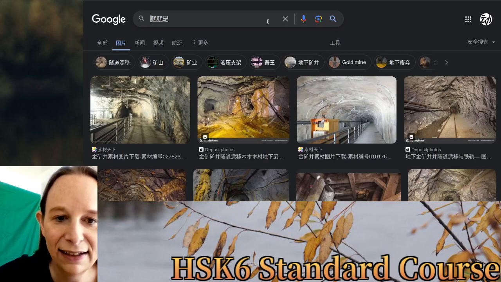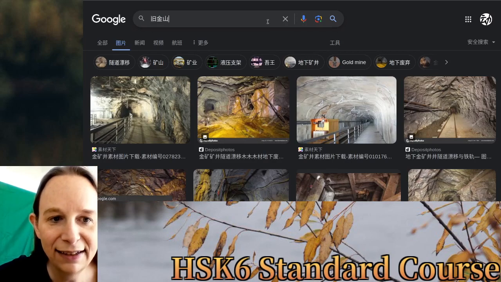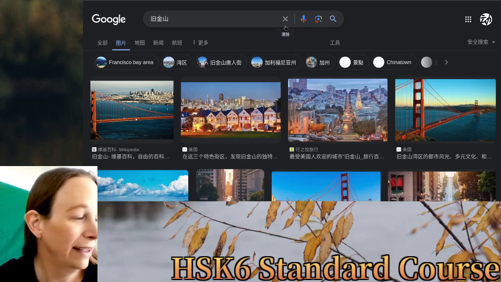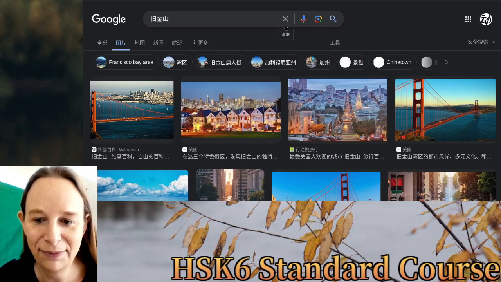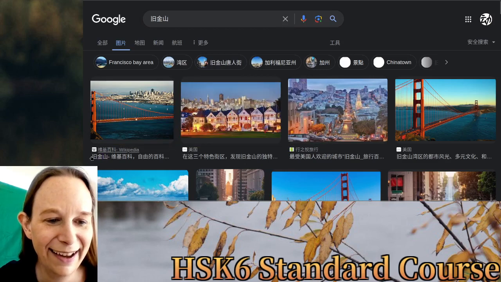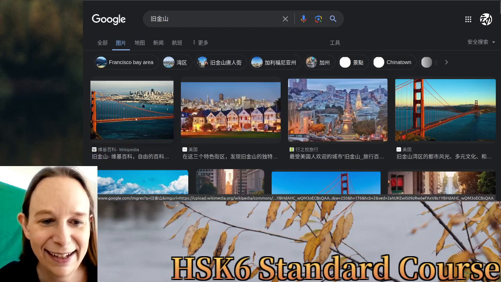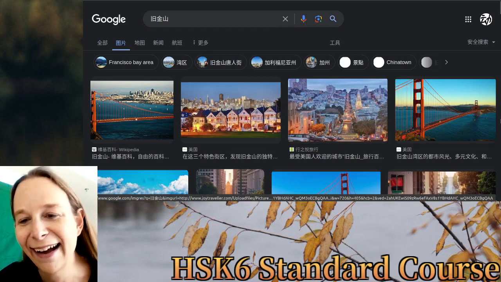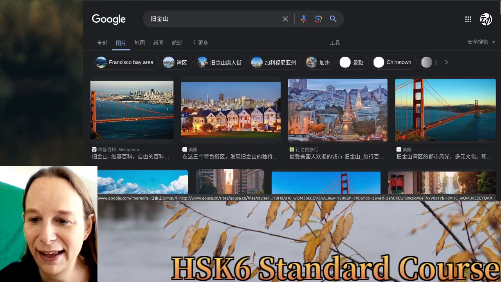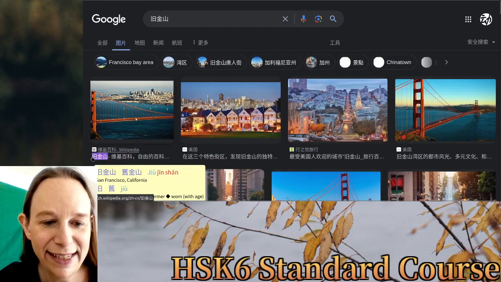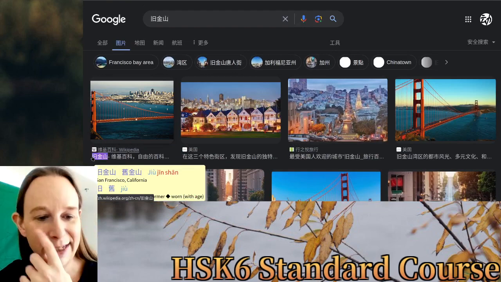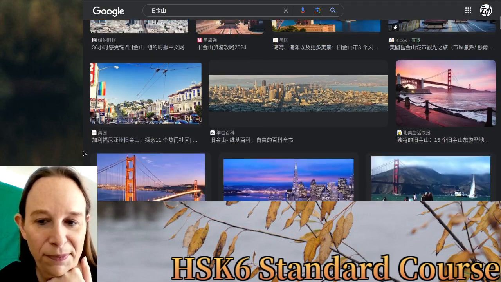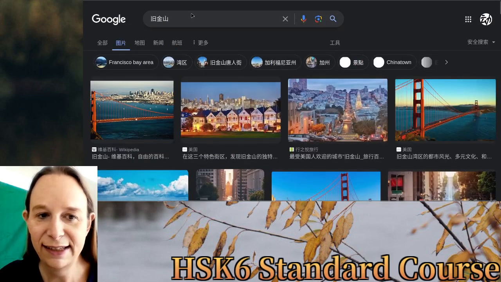旧金山. 旧金山 is San Francisco. I went there once. It's so steep. I walked up this sort of thing. It was much easier walking around. And that's the Golden Gate Bridge. 旧金山, Old Gold Mountain. I don't know why it's called Old Gold Mountain in Chinese.